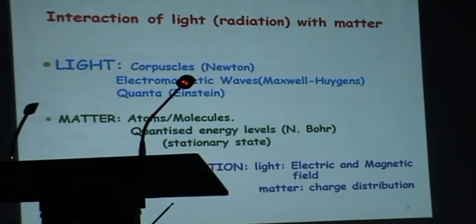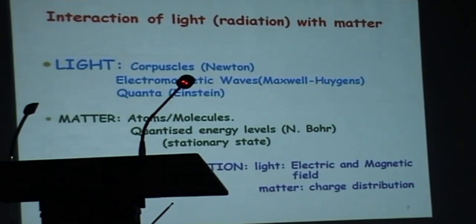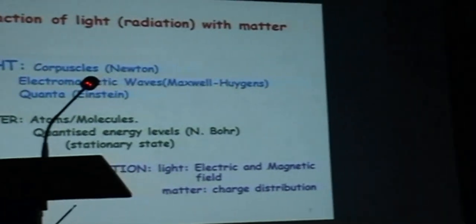Now, spectroscopy deals with the interaction of light with matter. For light, historically, Newton gave the corpuscular theory, and we have Maxwell's electromagnetic theory, then Einstein's quanta. And matter consists of atoms or molecules with quantized energy levels. And the nature of interaction we should discuss.